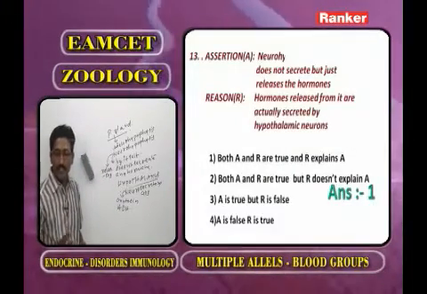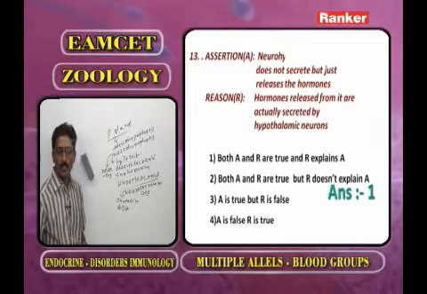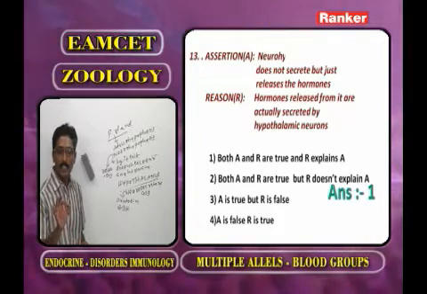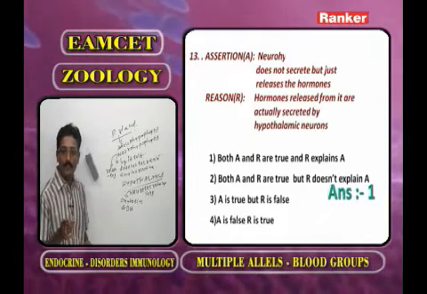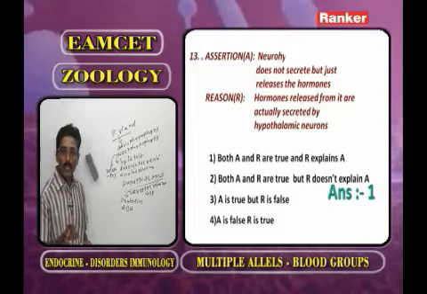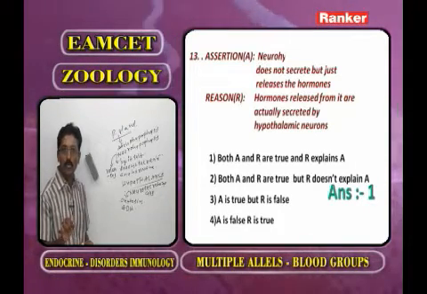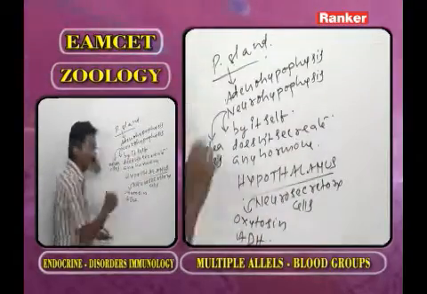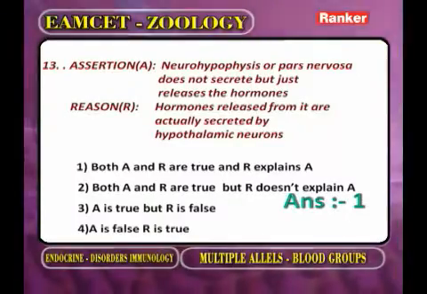So assertion: neurohypophysis, also called the pars nervosa, does not secrete but just releases the hormones. Reason: hormones released from the neurohypophysis are actually secreted by hypothalamic neurons or hypothalamic neurosecretory cells. So both are correct, and the reason explains the assertion. Now the next question.